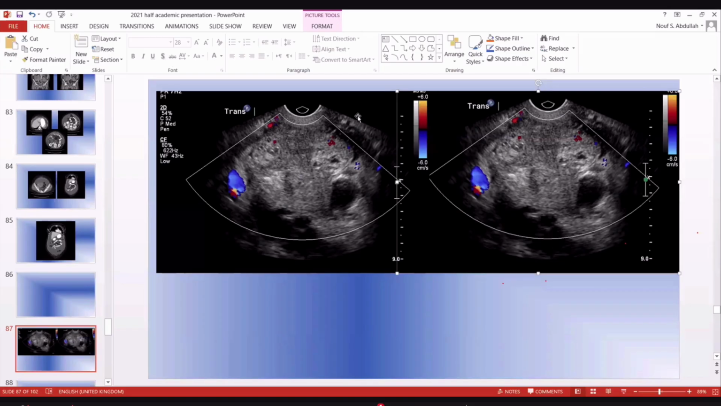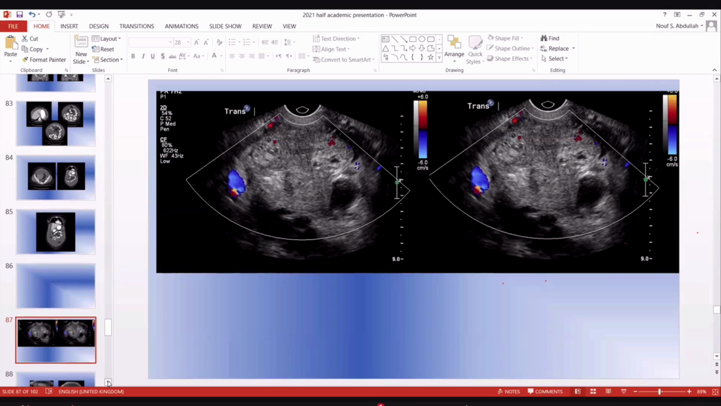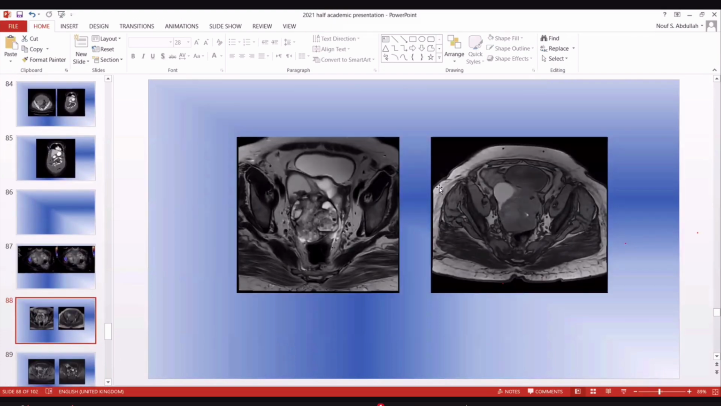It is a possibility. However, the appearance on ultrasound is not like that. Fibroma is usually hypoechoic, it's not hyperechoic, and usually has posterior acoustic shadowing. So based on the ultrasound, fibroma is much less likely. I would go ahead and do the MRI imaging of this case.